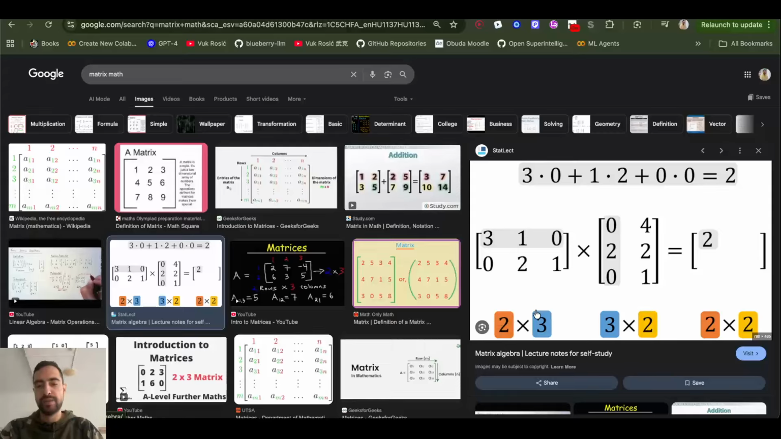So if this was a 2 times 3 matrix and this matrix was 3 rows and 4 columns, then it's possible to multiply because the inner dimensions 3 and 3 are equal, and the result would be 2 times 4 if this was 4.